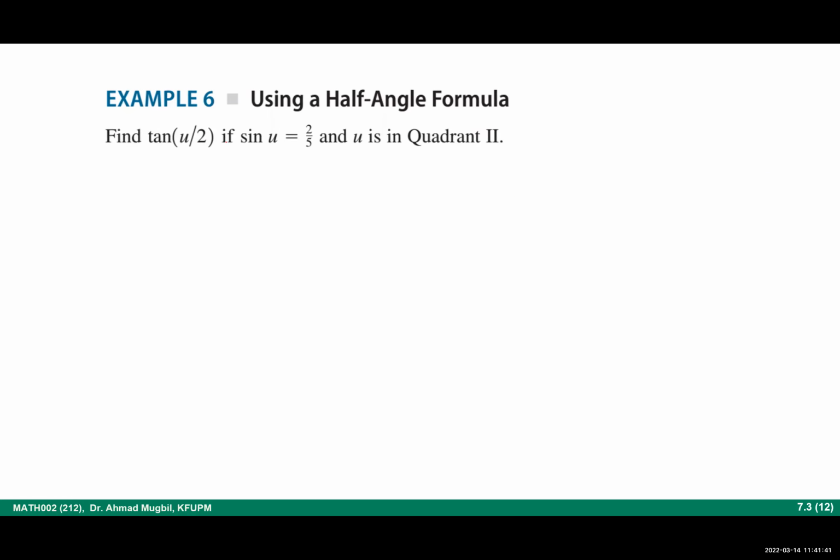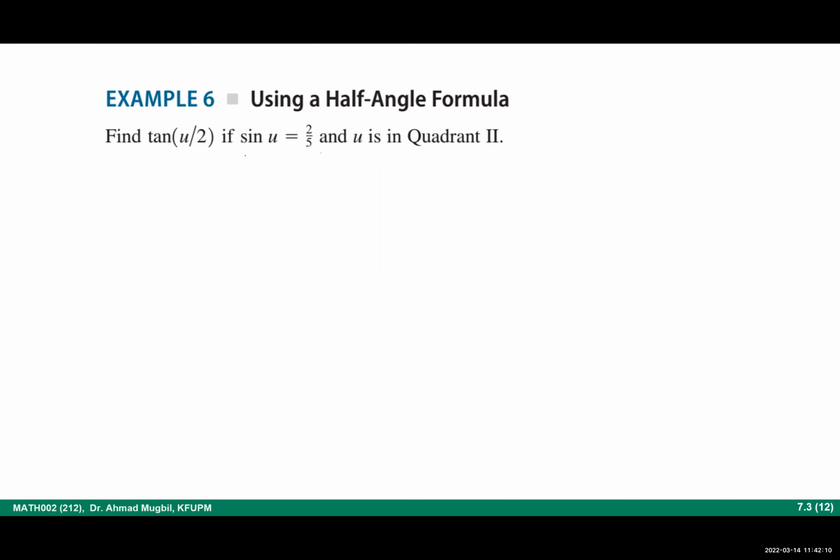Find tan u over 2 if sine u is 2 over 5 and u is in the second quadrant. Again, we mentioned this before. Tan u over 2 and sine u always have the same sign. So what do you think tan u over 2 will be? Positive. But tan u is what? Negative, because we are in the second quadrant. Now, how to solve this?